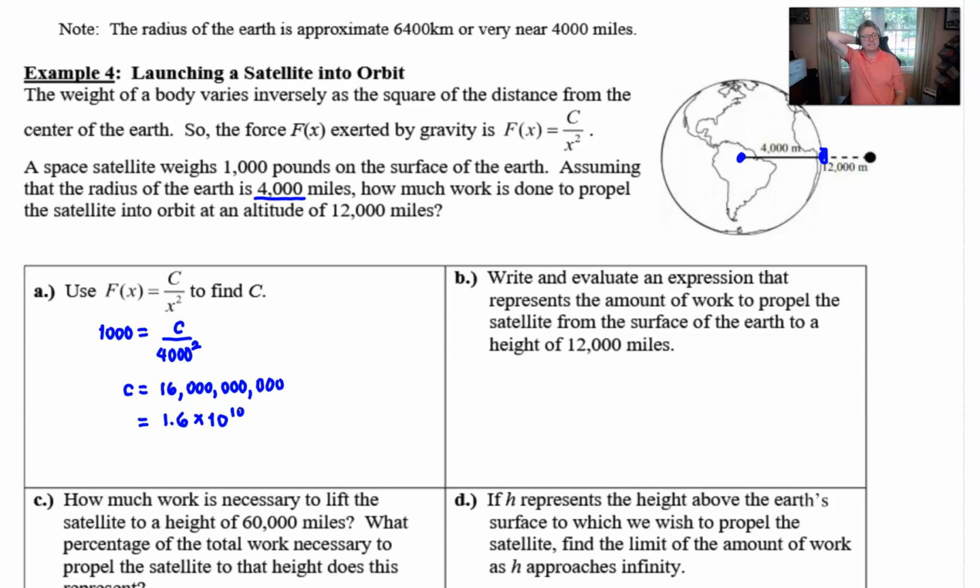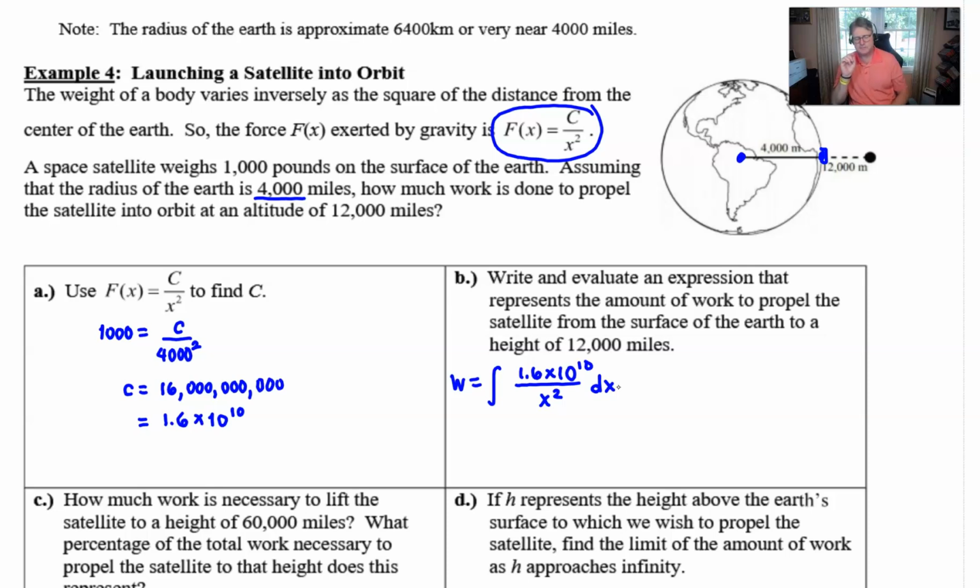Now part B asks us to write and evaluate an expression that will represent the amount of work to propel that satellite from the surface to a height of 12,000 miles. And so for that work setup, we will be integrating this particular expression, c over x squared, now that we know the c to be 1.6 times 10 to the 10th. There's our denominator, x squared, doing so with respect to x.